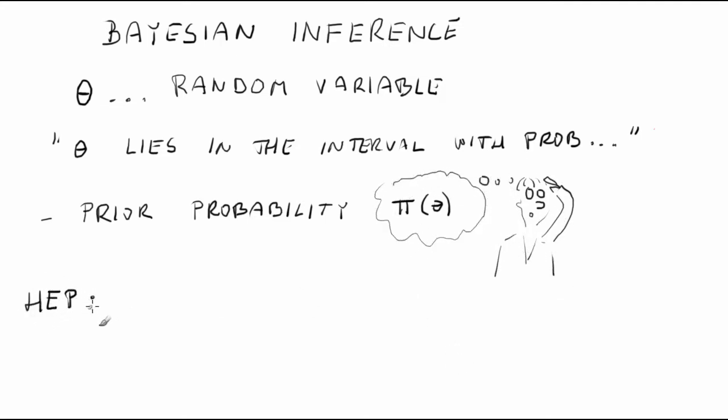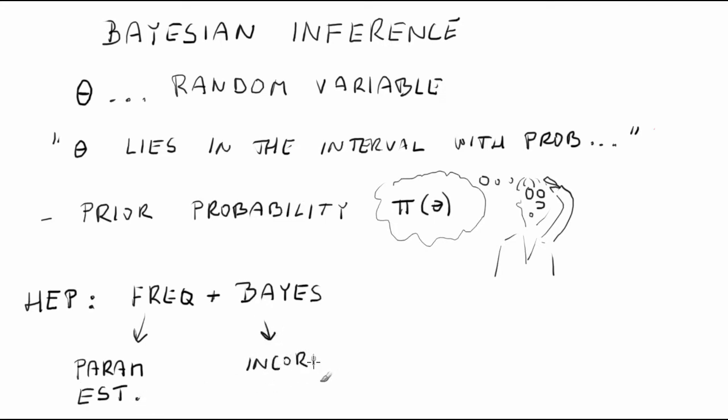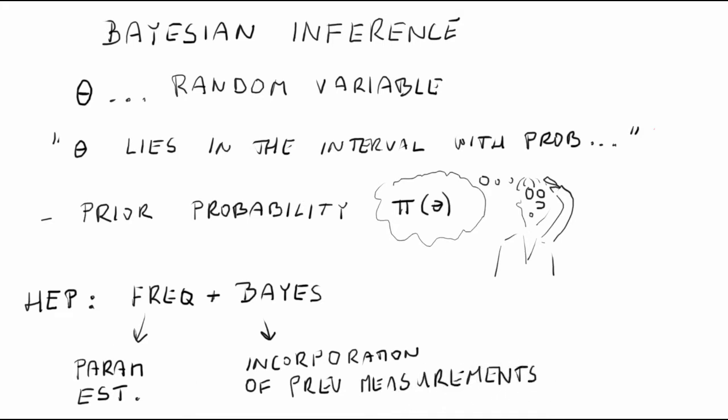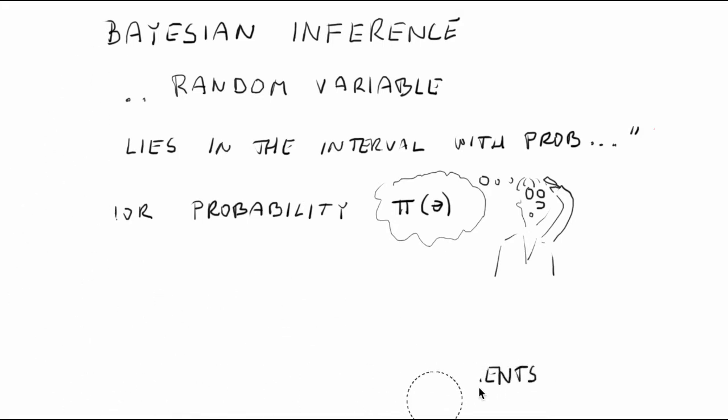In practice, a combination of frequentist and Bayesian approaches is used. Parameters are estimated using the maximum likelihood method, which is a frequentist approach. However, information from supporting measurements is included using constraint terms, which is a Bayesian approach.